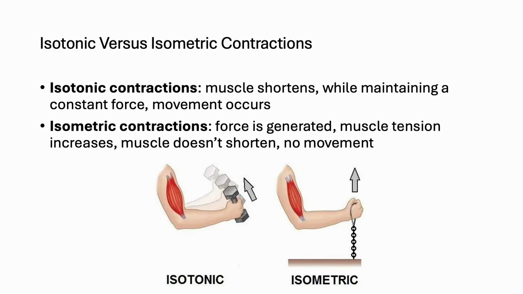Muscles don't always contract in the same way. In isotonic contractions, the muscle shortens while maintaining constant force, producing movement, like lifting a dumbbell. In isometric contractions, the muscle generates tension without shortening, so no movement occurs, like holding the dumbbell steady without moving your arm. Both forms are essential. Isotonic contractions move our body, while isometric ones stabilize joints and maintain posture. Even standing upright requires constant isometric activity.